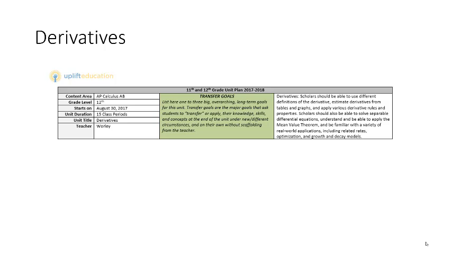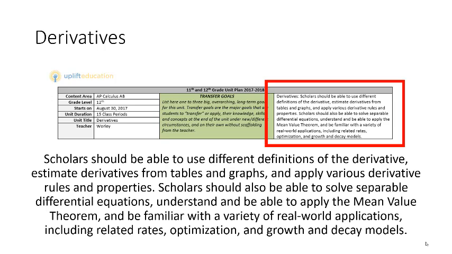You may want to follow along with the unit plan. This is a very long unit consisting of 15 lessons coming from chapters 3 and 4 from the textbook. The focus of this unit is derivatives. The transfer goal comes from the course description posted on the College Board website. Take a moment to read the course description.